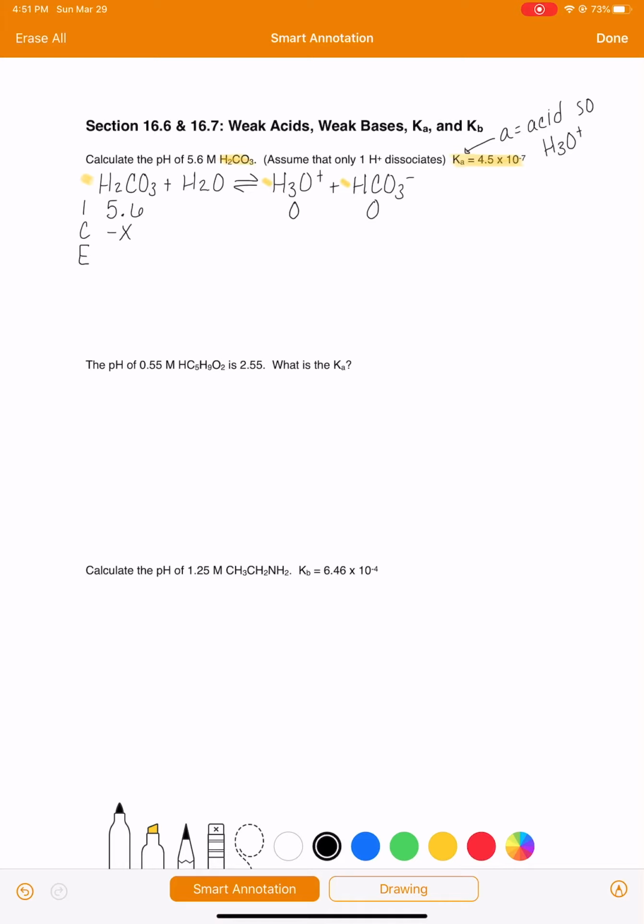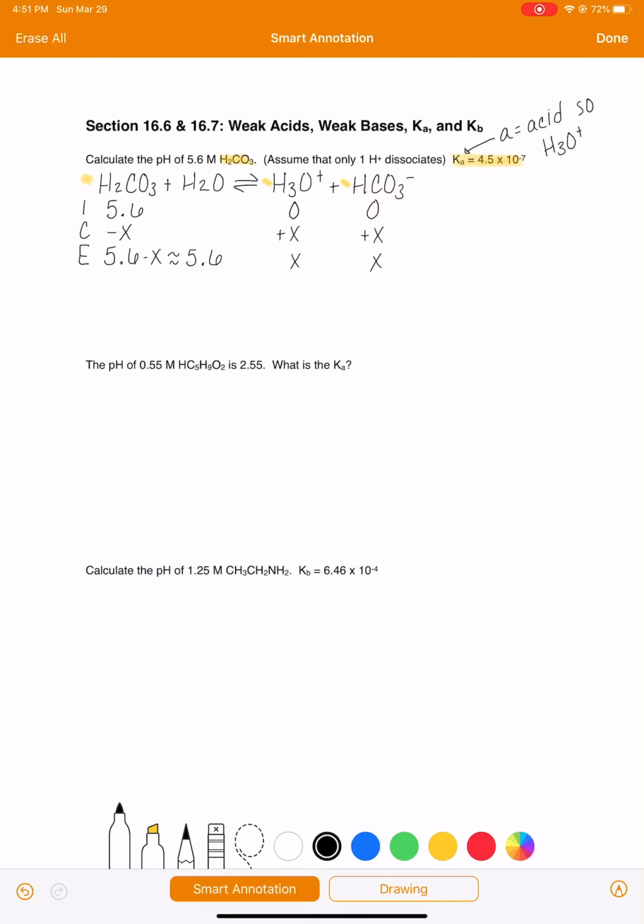So if we have a minus x, that means on the other side of the equation we have plus x and plus x. And at equilibrium, our concentrations are 5.6 minus x, x, and x. And again, always, we are going to assume that x is very small compared to 5.6. So we're going to assume that 5.6 minus x is just equal to 5.6.